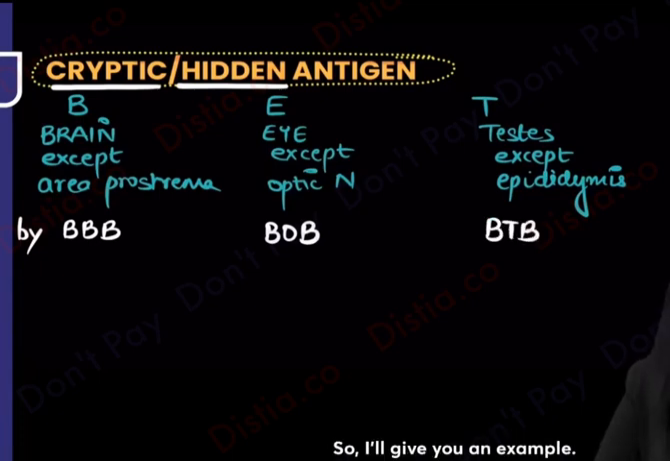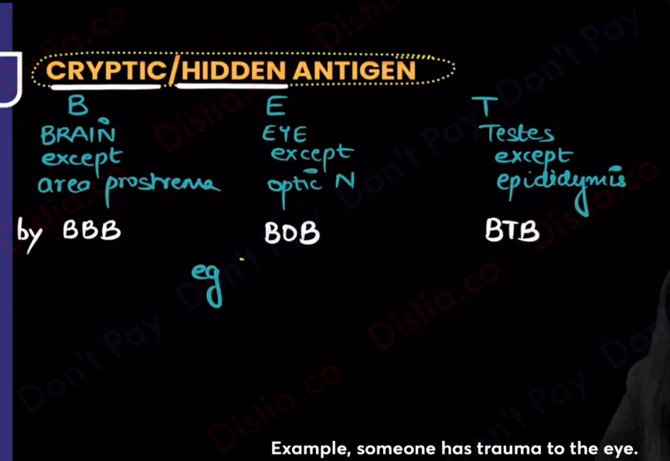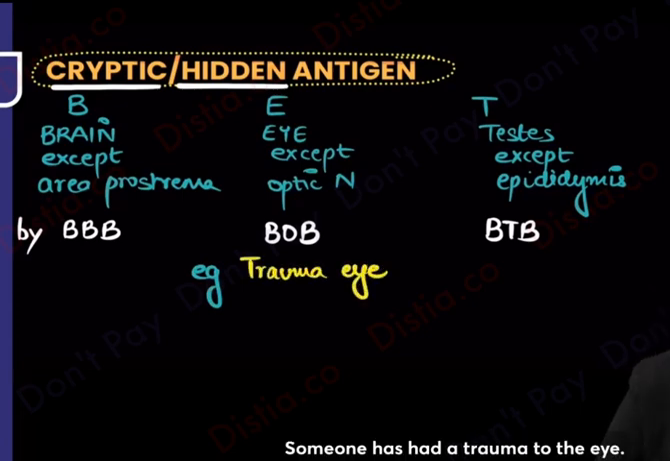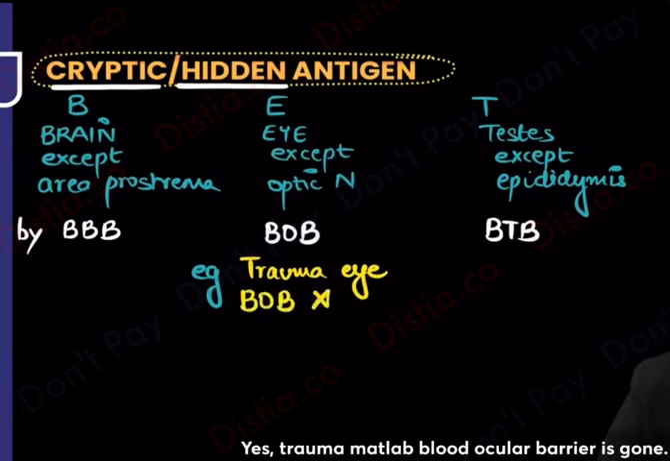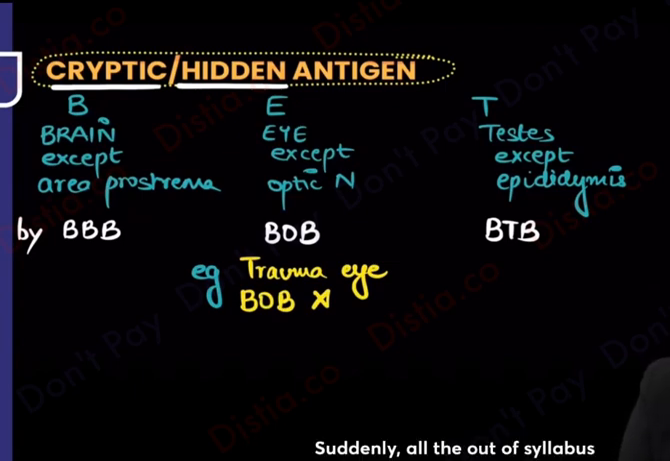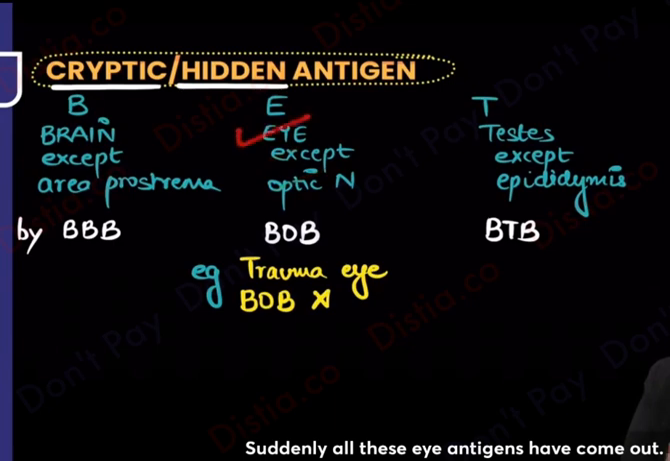So I'll give you an example. Example, someone has had trauma to the eye. Is the blood-ocular barrier going to break? Yes, trauma means the blood-ocular barrier is gone. Suddenly, all the out of syllabus things have come out in the body. Suddenly, all these eye antigens have come out. Out of syllabus questions have come.